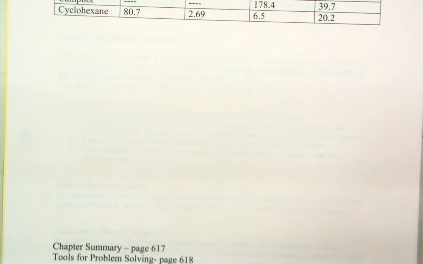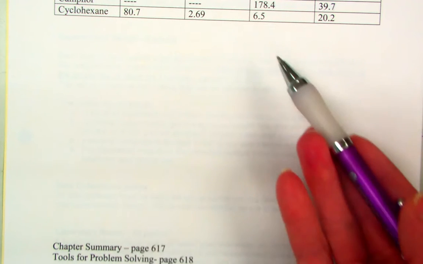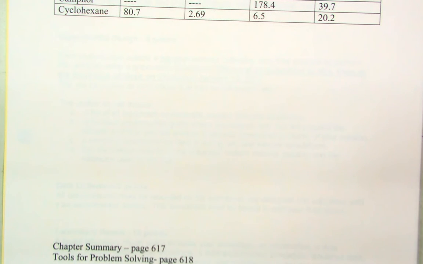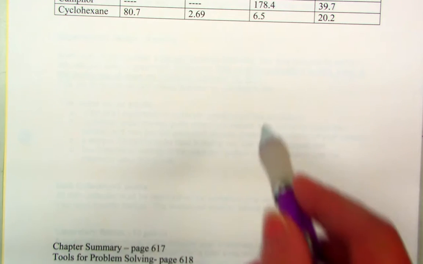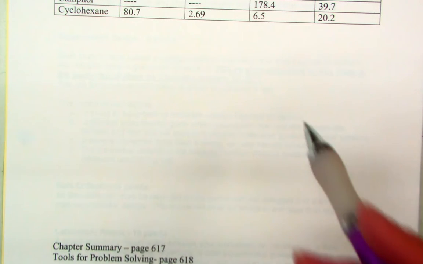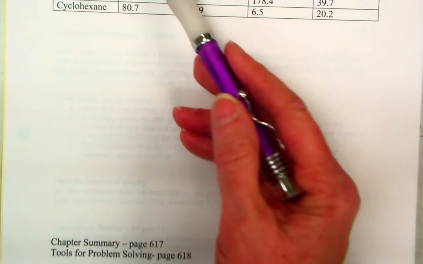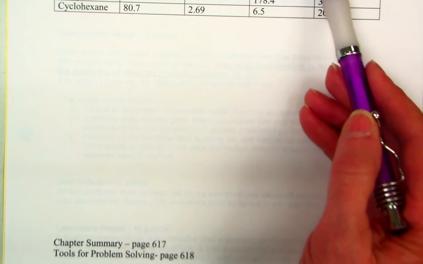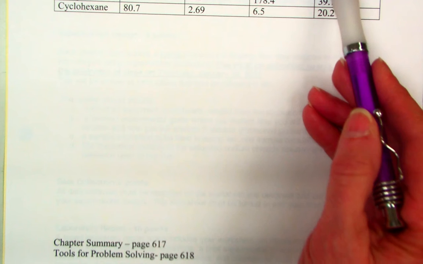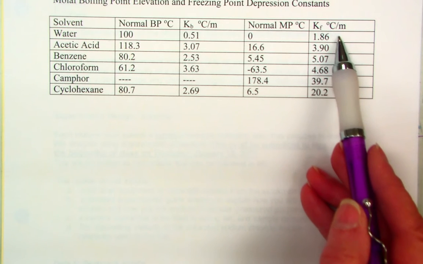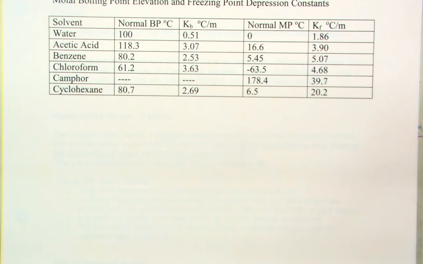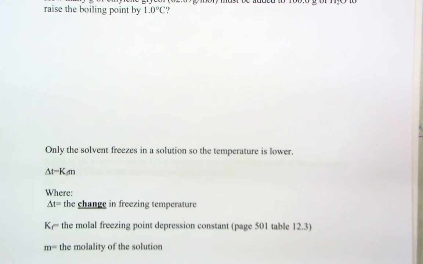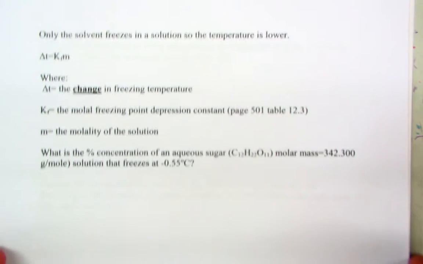I would not expect that you know the normal freezing and boiling point of chloroform and benzene. That's why they're on the chart. I would expect that you can read a chart, especially when it's right here in the packet. You don't even have to go look it up. So we look at this and we say, well, water, the normal freezing point or melting point is 0, and K sub F is 1.86 degrees C per molal. So this is kind of a weird unit, but it makes the units cancel, so it works. So we look there to get the information we need for this problem.